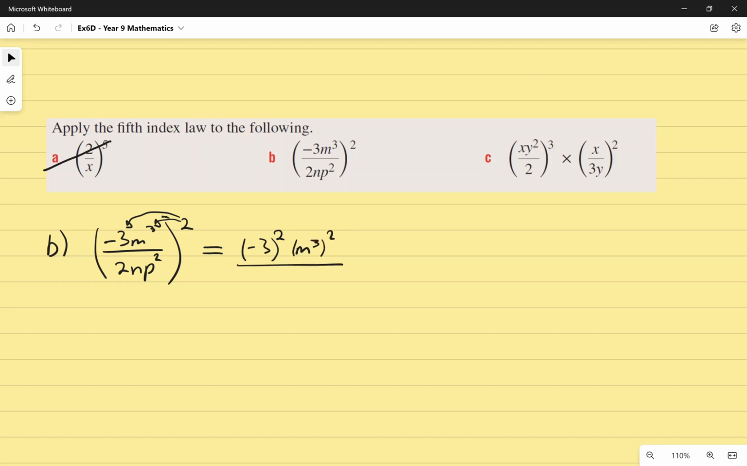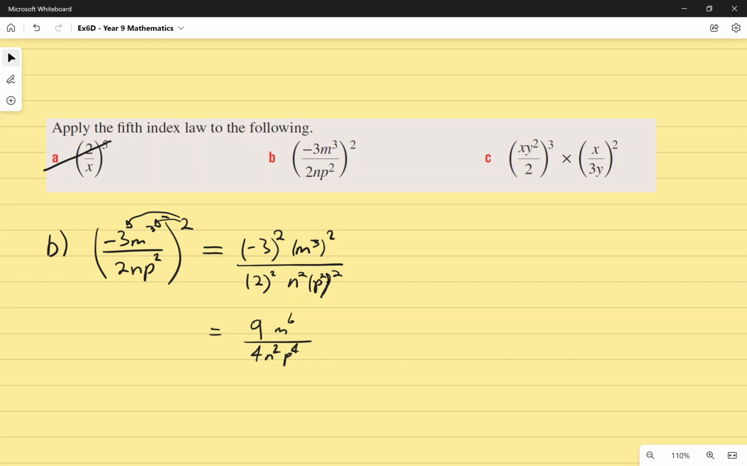And then we bring that in. We also have 2 to the power of 2 and n to the power of 2 times p squared to the power of 2, which would be equal to, and I'll just make that a little bit more clear because I know my handwriting is getting a little bit small, p squared to the power of 2. We're just going to have that would be equal to, because remember that negative, we have an even power, so it becomes positive. We'd have 9m to the power of 6 on 4n squared p to the power of 4. Yes?